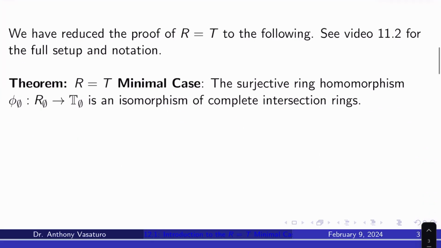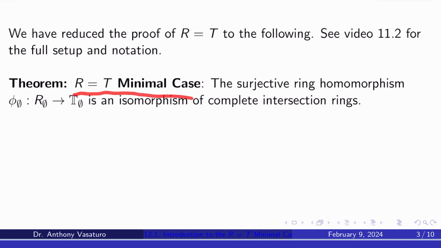And the goal is to prove r equals t, and we've already proven r equals t in the general case for generic subscript sigma, assuming the minimal case. See video 11.2 and in general the previous chapter for all of the setup and work we did there. And so it suffices now to prove the following.